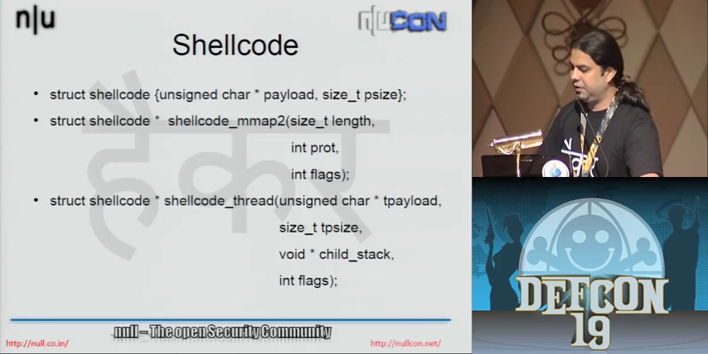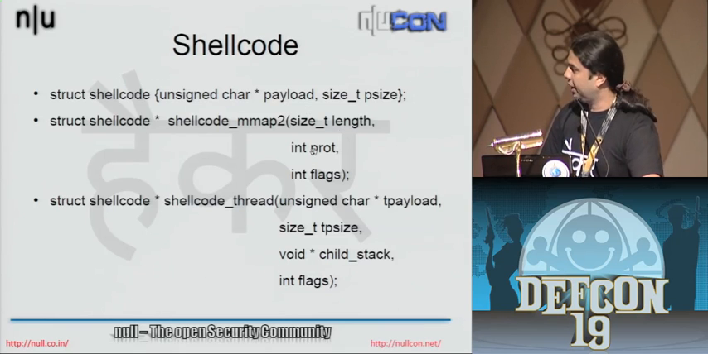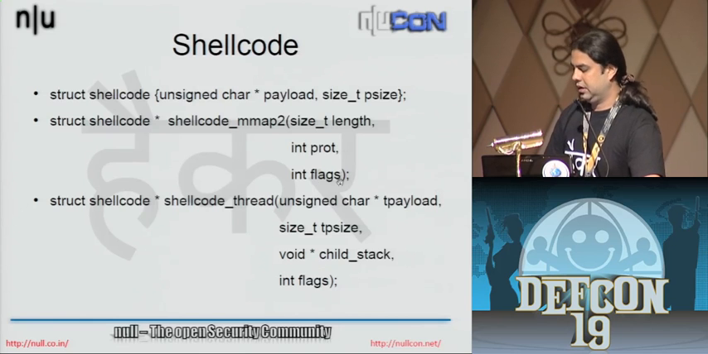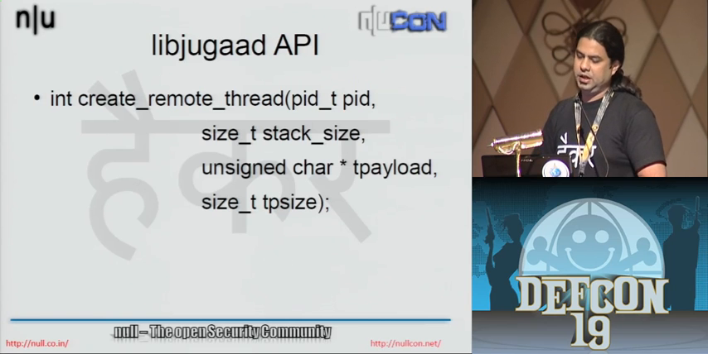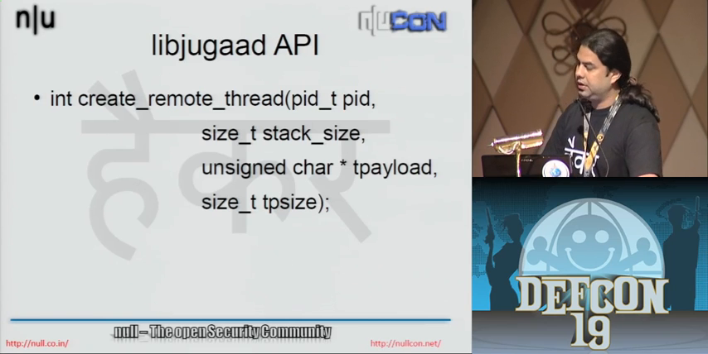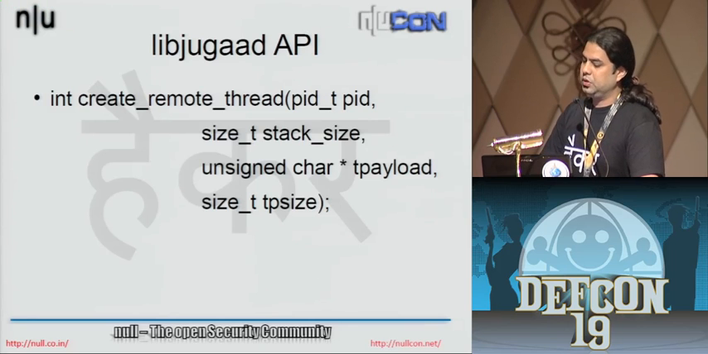If you look at the functions, the requirement is the same. You specify the length, you specify the memory protections and the flags for mmap2. It will generate the shellcode on the fly for you. Finally, the API is as simple as this. All you need to do is specify the PID of the remote process, the stack, the size of the stack, and the payload that you want to inject inside that process.